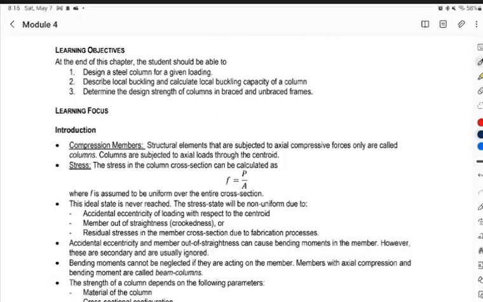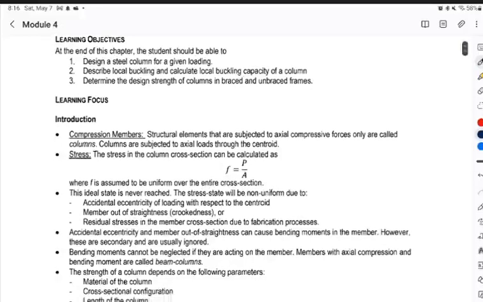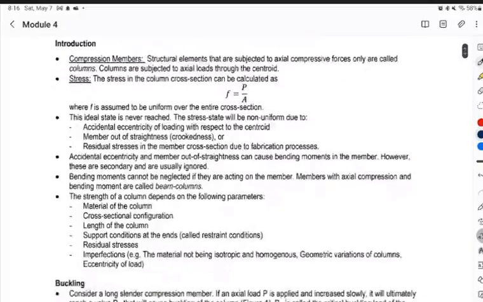Why local? And then determine the design strength of columns in braced and unbraced lengths. So this is the design strength, but we will also consider ASD. Why did I only put design strength here? Okay, so here's our learning focus.